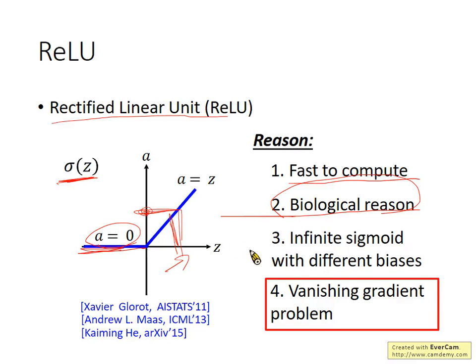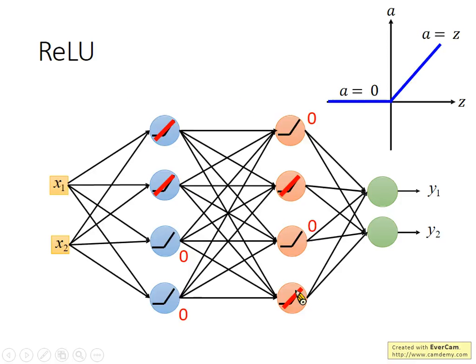And actually, the ReLU function is equal to an infinite sigmoid with different biases. Okay, so it's a special case of the sigmoid function. And by using ReLU, we can solve the vanishing gradient problem. And this is the most important reason we use it. And why is ReLU promising?